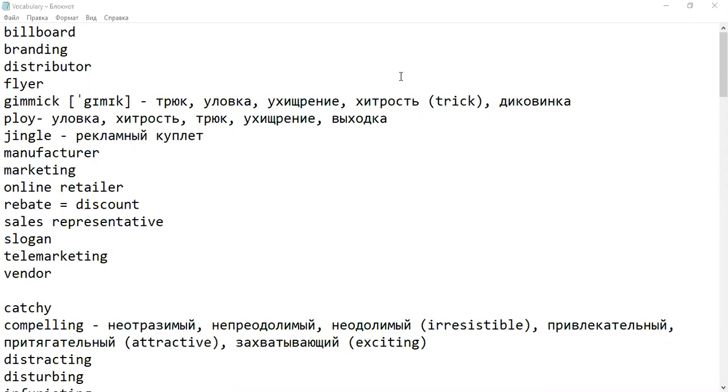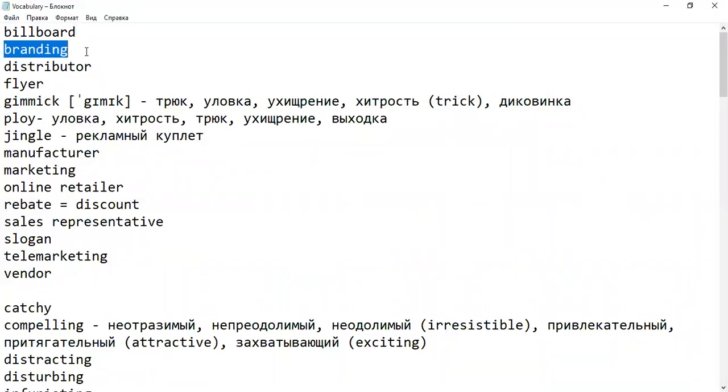Okay, thank you. So today we've got a vocabulary class and we're going to talk about advertising and vocabulary related to this. So before we start the lesson itself, let's have a look at the vocabulary. Let's familiarize ourselves with the lexical items. So first of all, billboard. Well, I believe that's clear, right?